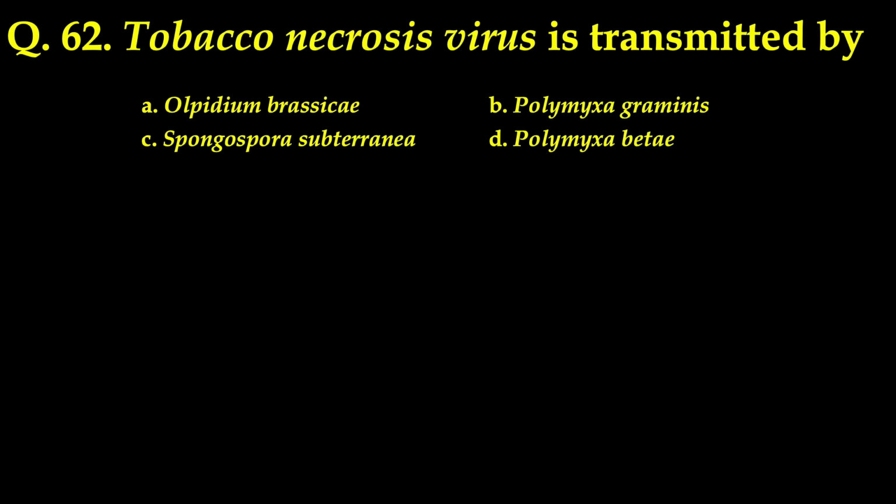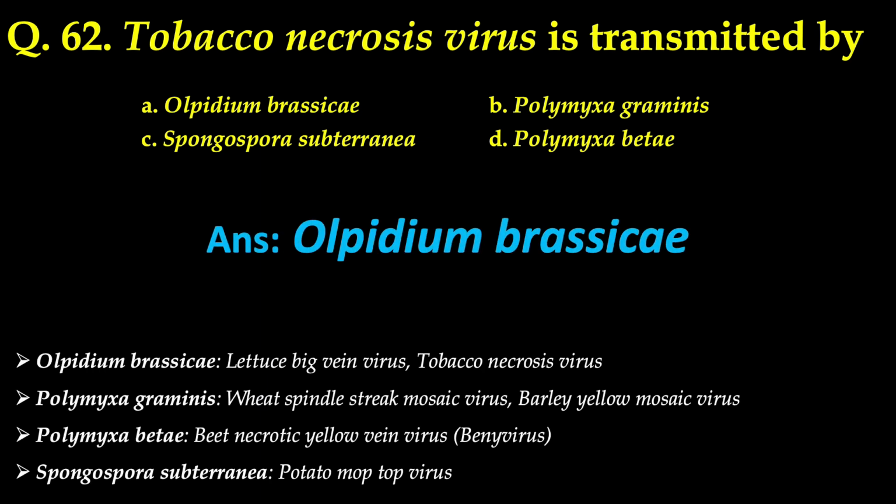Next question is on, tobacco necrosis virus is transmitted by, there were 4 options. Number 1 was Olpidium brassicae, followed by Polymyxa graminis, followed by Spongospora subterranea, and last option was Polymyxa betae. And the correct answer is Olpidium brassicae, that is option A.